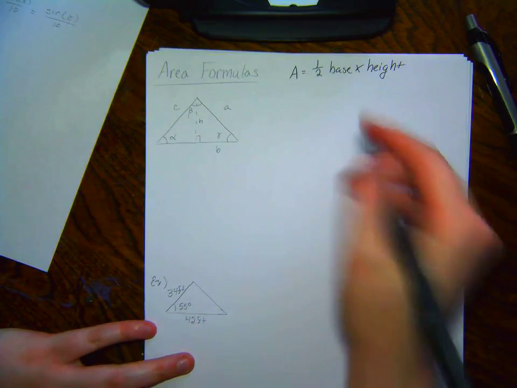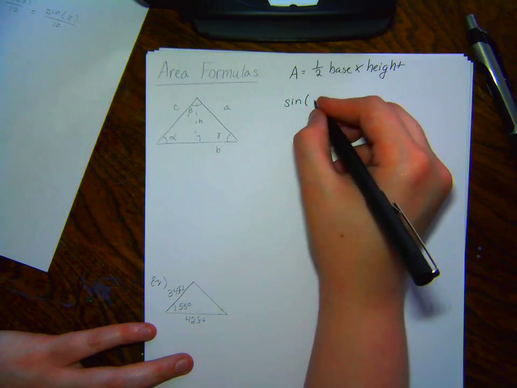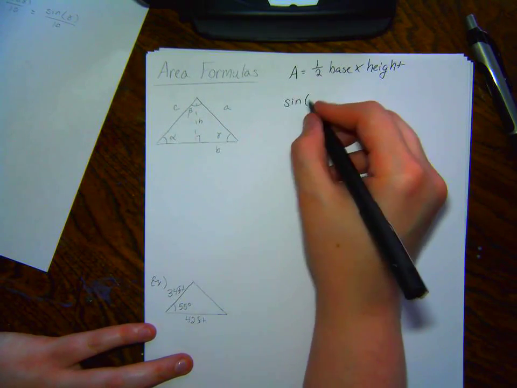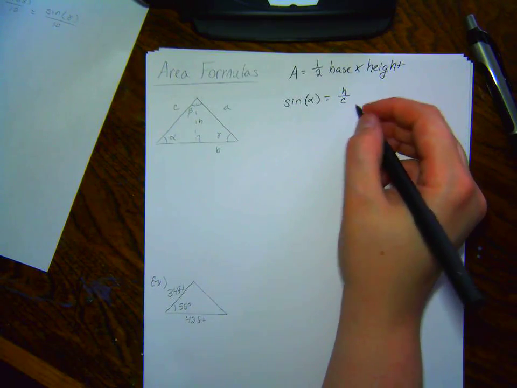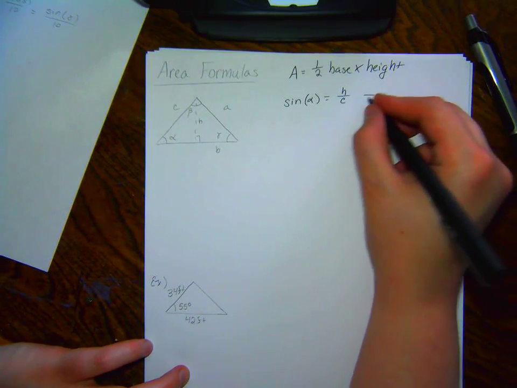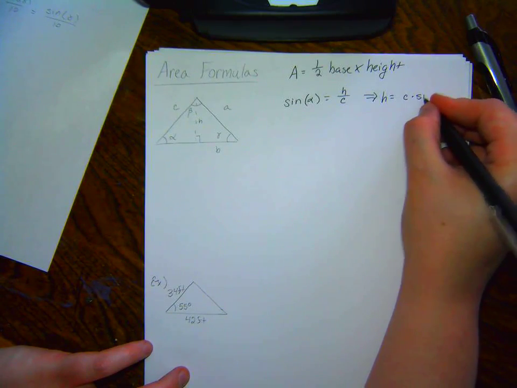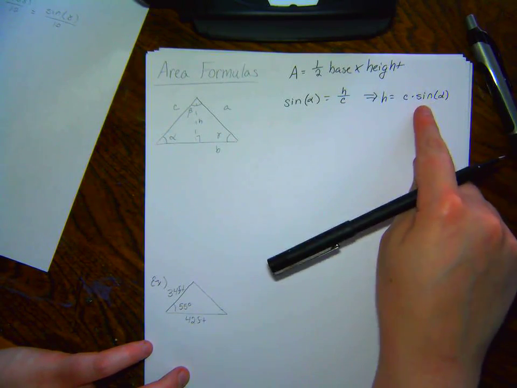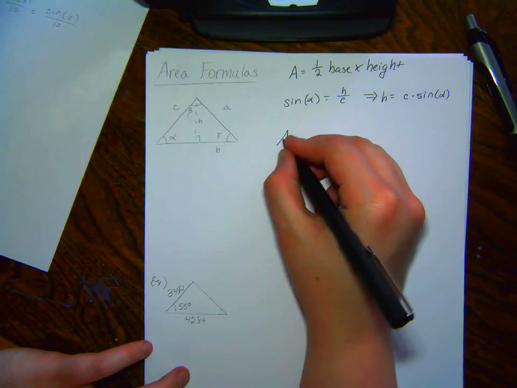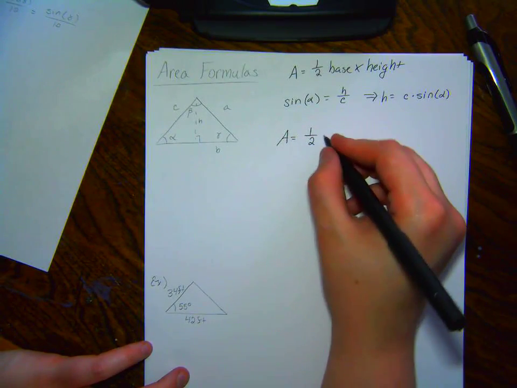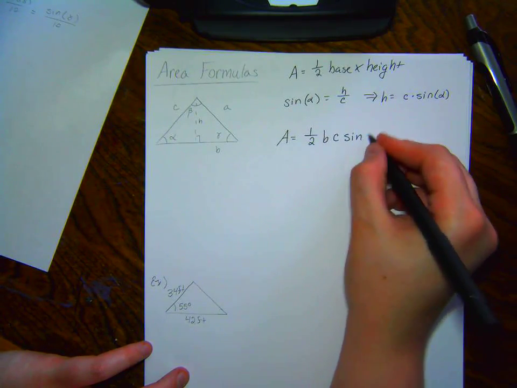So let's say I don't know the height. So let's take sine of alpha. I know that's going to equal h over c. Now if I solve for h, that's going to give me h equals c times sine alpha. So that's my height. And I know that my base is b. Okay, so then my area is going to equal 1/2 my base, which is b, times my height, which is c sine alpha.